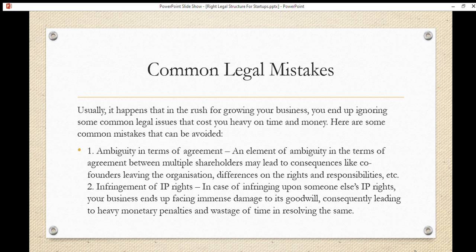Second issue is infringement of IP rights, intellectual property rights. In case of infringing upon someone else's IP rights, your business ends up facing immense damage to its goodwill, consequently leading to heavy monetary penalties and wastage of time in resolving the same. So that is the infringement of IP rights.